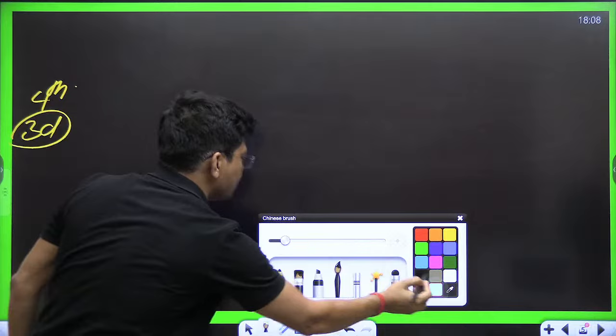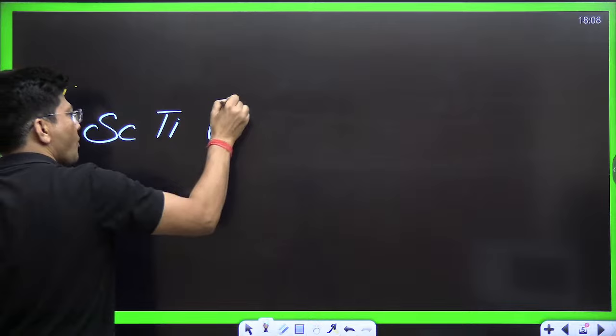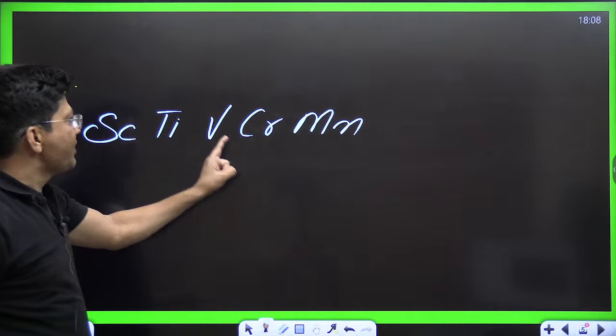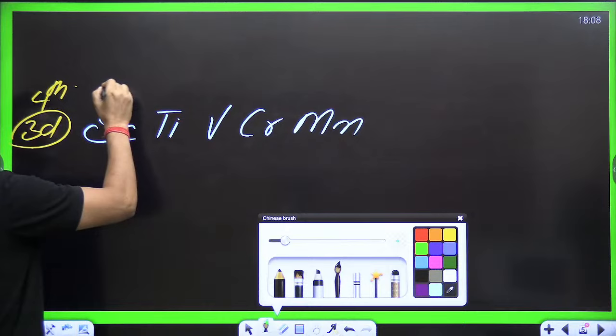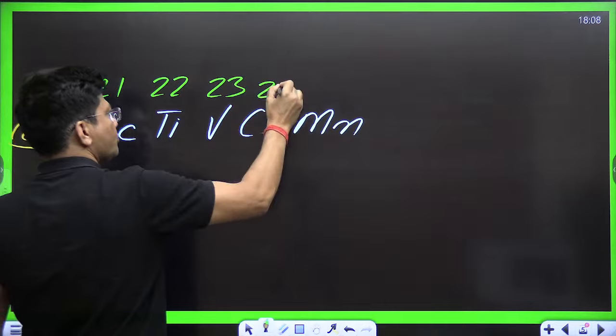Science teacher, very crazy man. Scandium, titanium, vanadium, chromium, manganese. This is 21, 22, 23, 24, 25.